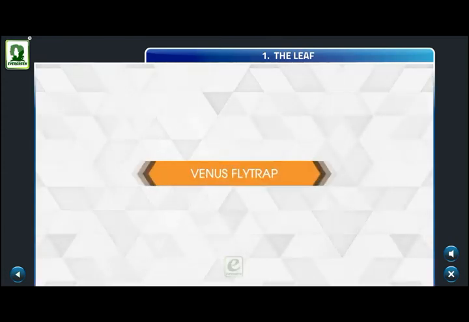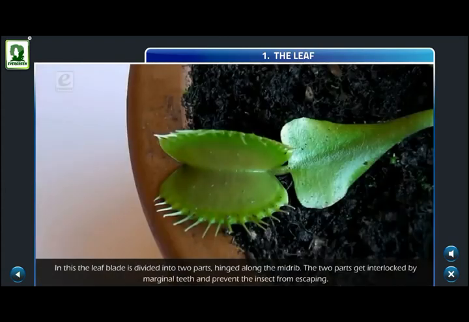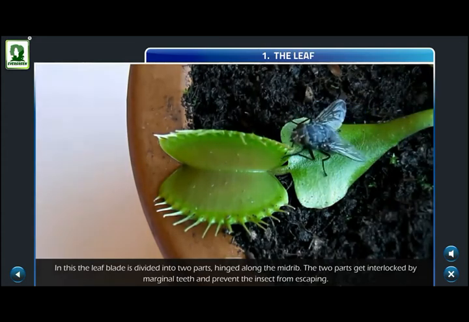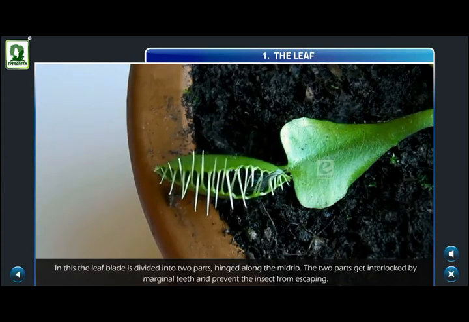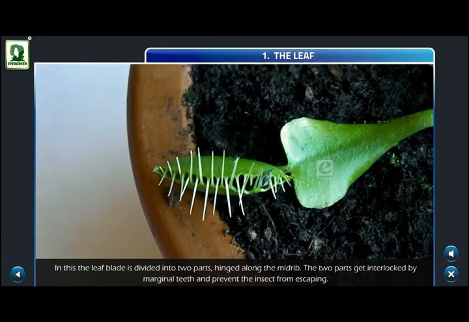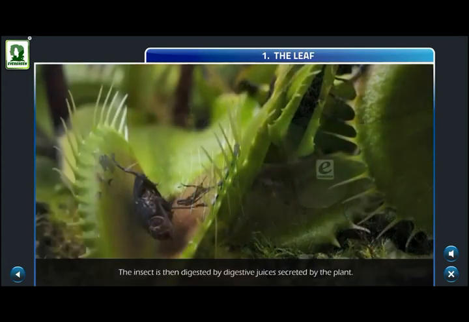Venus flytrap. In this, the leaf blade is divided into two parts, hinged along the midrib. The two parts get interlocked by marginal teeth and prevent the insect from escaping. The insect is then digested by digestive juices secreted by the plant.